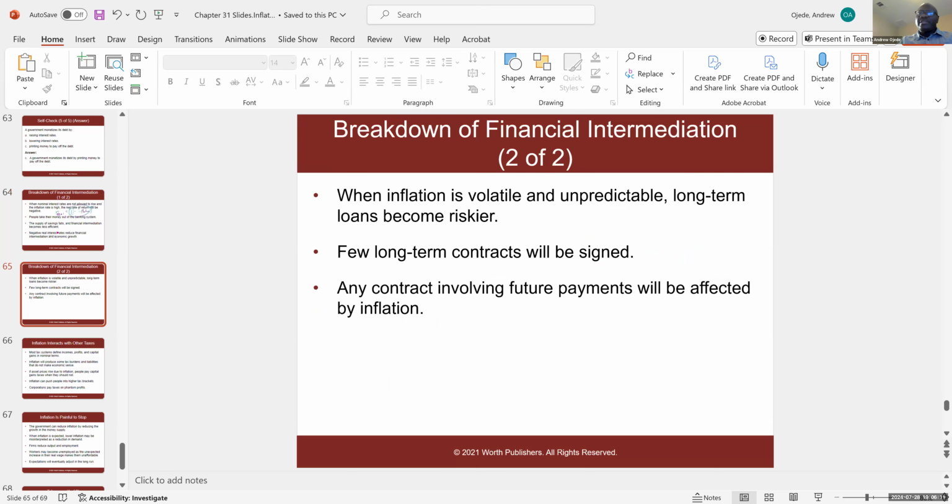That's true. When inflation is volatile and unpredictable, long-term loans become riskier. So banks sometimes refuse to give long-term loans. Few long-term contracts will be signed. Any contract involving future payments will be affected by inflation.